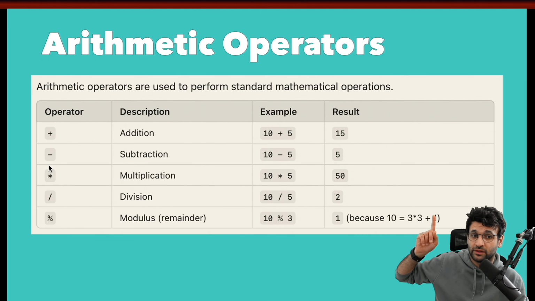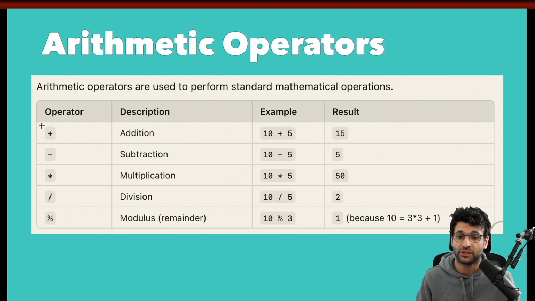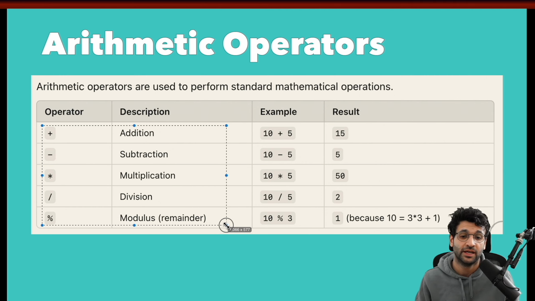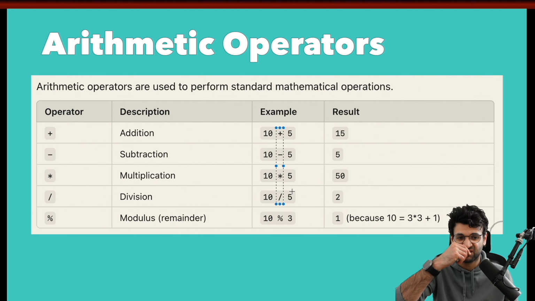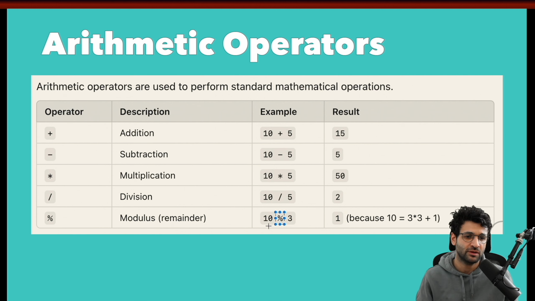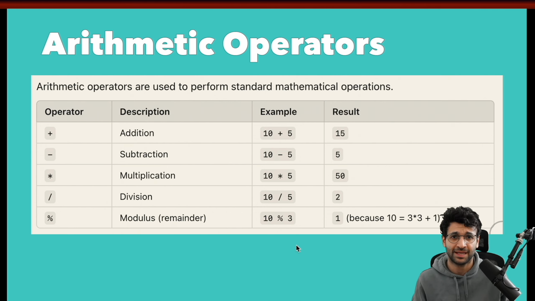Let's begin with the arithmetic operators. So we've got addition, subtraction, multiplication, division, and the modulus or the remainder. Pretty straightforward. I guess these signs are pretty familiar to everybody, maybe except for this one, though. This is the sign for the remainder operation. Let's go have a look at some examples.